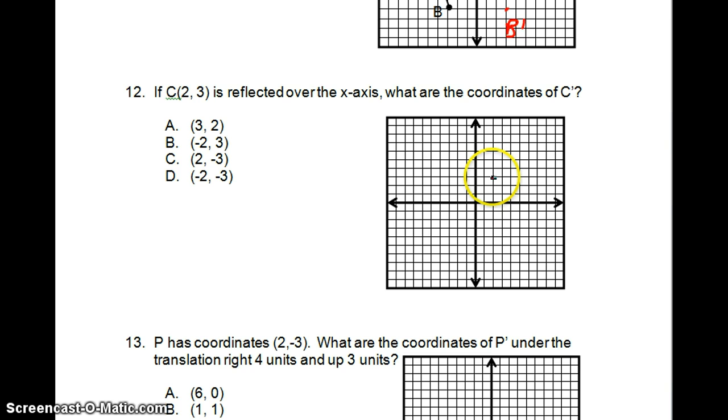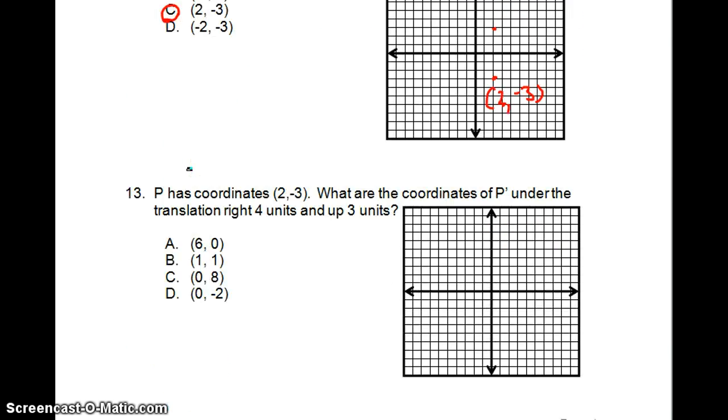C is right here. Okay, if we reflect that over the x-axis, it's going to come straight down, same number. So the coordinates now are (2, -3). And that would be choice C.